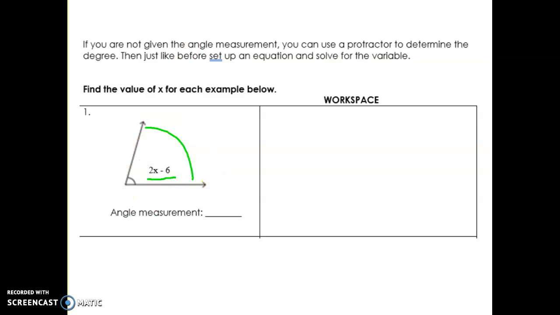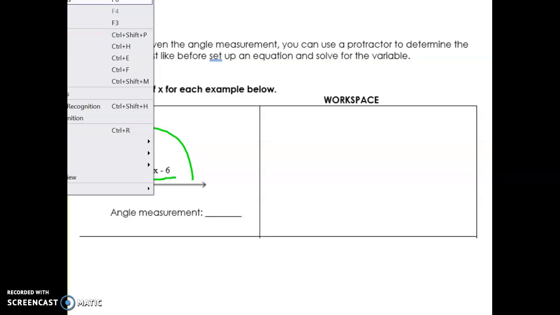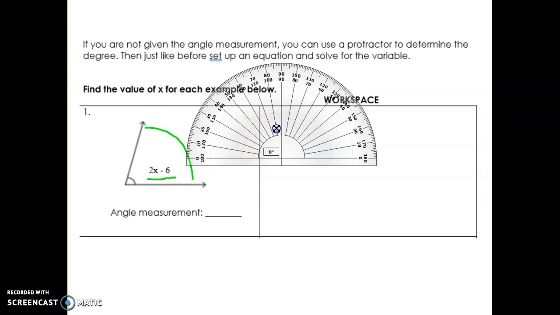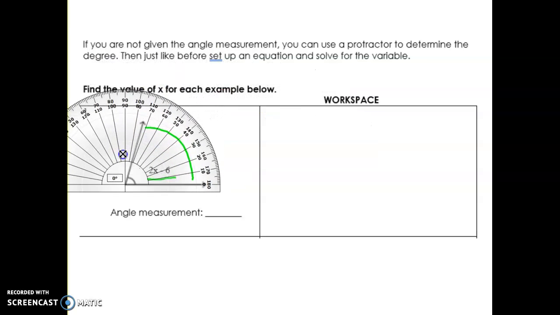So I can use a protractor to find the measurement first, and then set and solve an equation. Again, using my protractor, I put the vertex right on the cross of the sun, make sure that one of the angle sides is along the horizon, and then work my way up. Again, I'd use the inner track of numbers because I always start at 0, and this measurement is at 75.